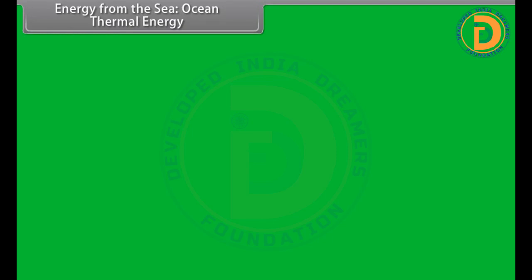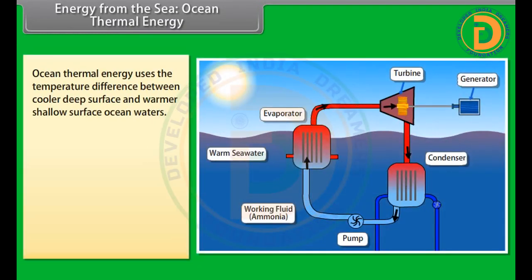Energy from the sea. Ocean thermal energy. Ocean thermal energy uses the temperature difference between cooler deep ocean waters and warmer shallow surface waters to run a heat engine and produce a useful form of energy, mainly electricity. The heat engine gives greater efficiency and power when it is run with a large temperature difference.